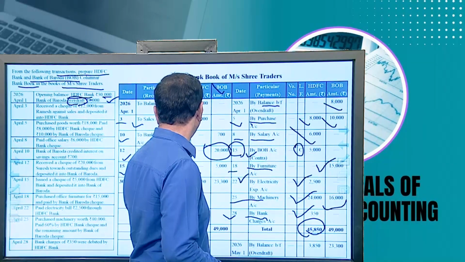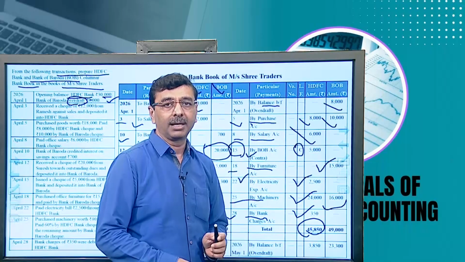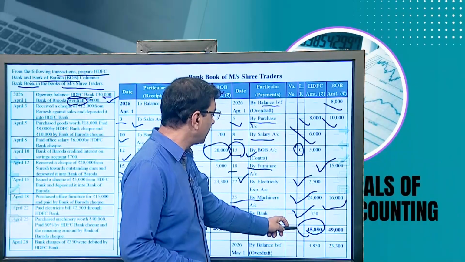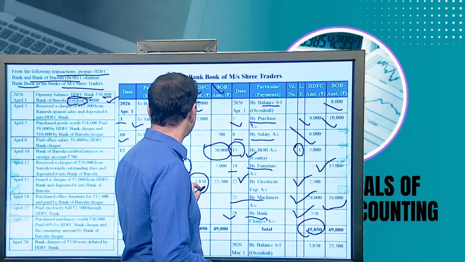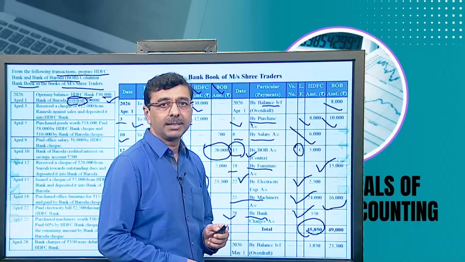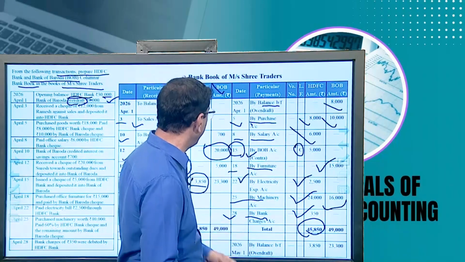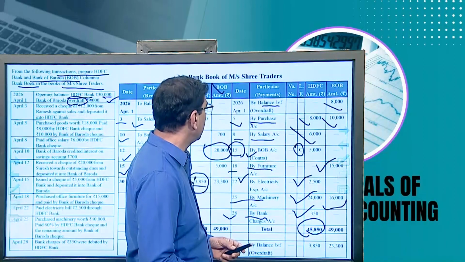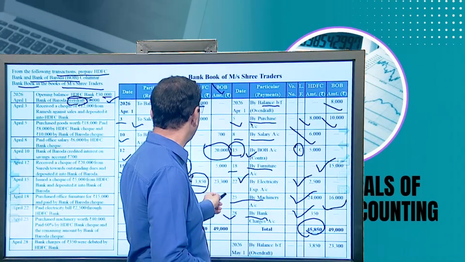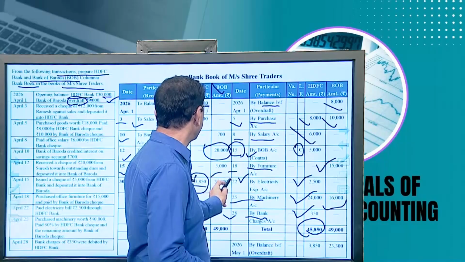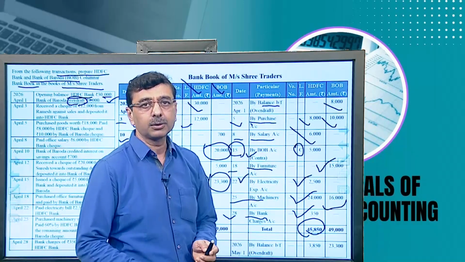The difference is considered an overdraft. So that's why the payment side total is higher, on the debit side. The difference on the debit side is 3,850. It's considered an overdraft. The same way for the Bank of Baroda also, the payment side total is higher than the receipt side. The difference is 23,300. It is also an overdraft.